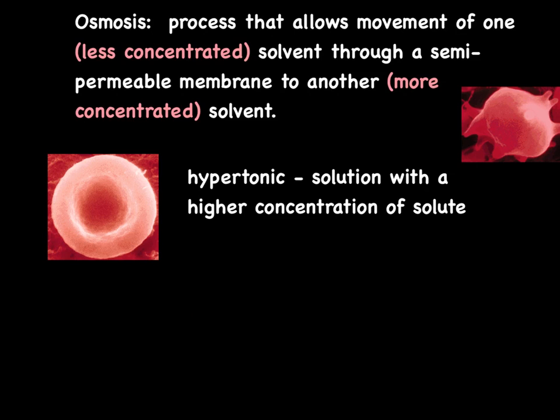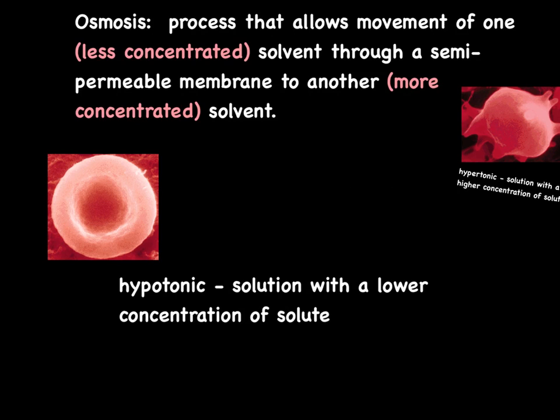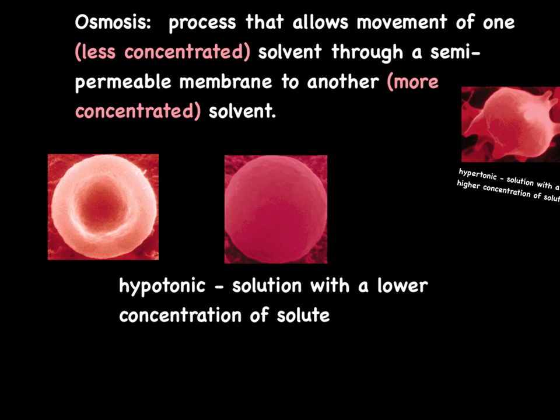Or we could put our normal blood cell in a solution that is hypotonic, with a lower concentration of solute. Again, these solutions through osmosis will try to reach an equilibrium. And since the concentration inside the red blood cell now is greater than that on the outside, the water from outside the cell will move into the cell to try to form an equilibrium. And we end up with a red blood cell that looks like that.